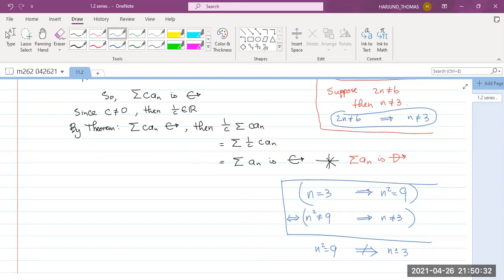If n squared equals 9, what will n be? Then n can be negative 3, right? n can be negative 3. But if n equals 3, then n squared equals 9, and if you don't have n squared equals 9, then for sure n is not 3. Okay, that's what we call proof by contradiction.